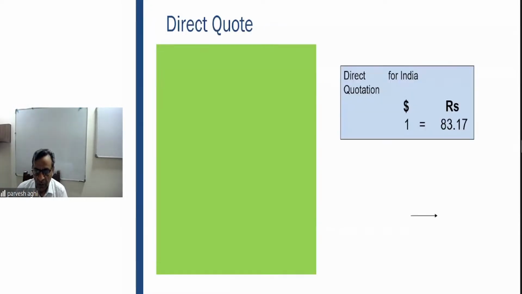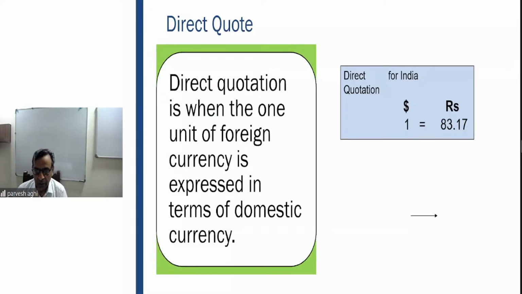So look at this direct quote. Direct quotation is when 1 unit of foreign currency is expressed in terms of domestic currency. You look at $1 is equal to 83.17. So if you want to buy $1, you have to pay 83.